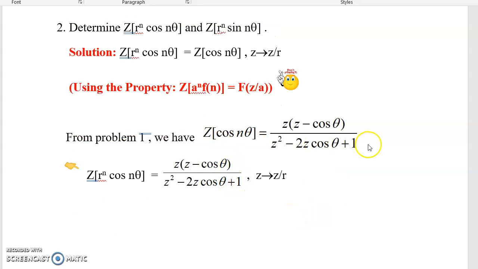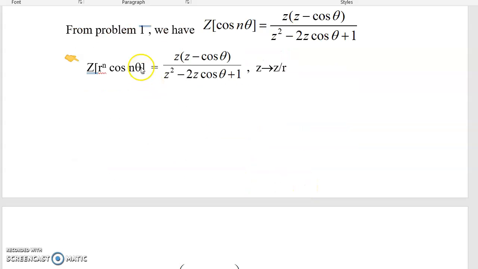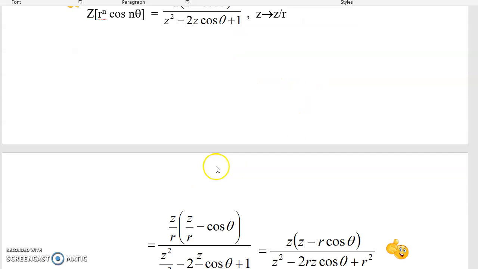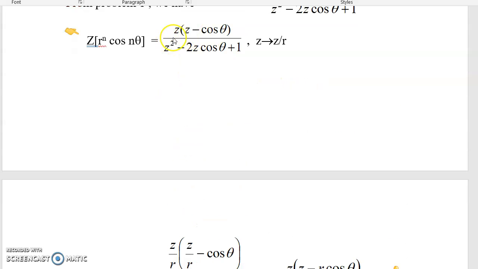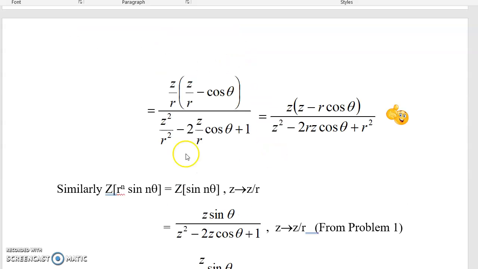And so this is z transform of cos n theta, wherein we have to apply the limit now. Z goes to z by r. So here we have to replace z as z by r. See here, that's what we have done. Z by r. So all the z terms will become z by r. And just taking LCM and simplifying, you get this answer.